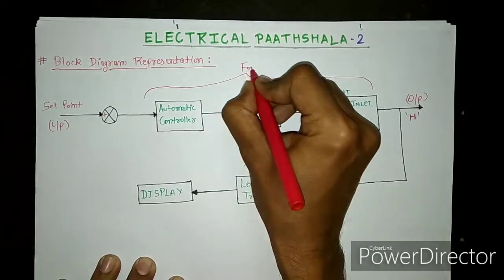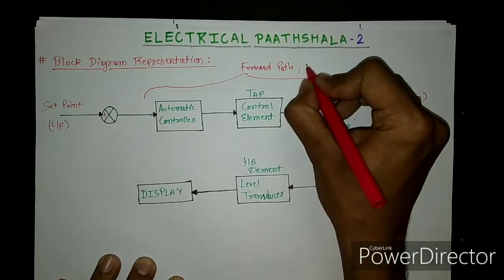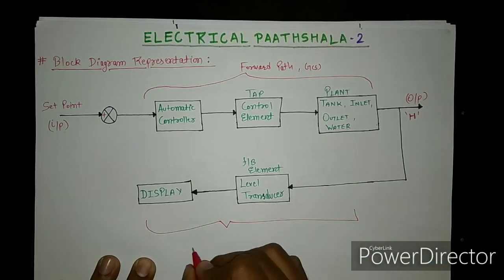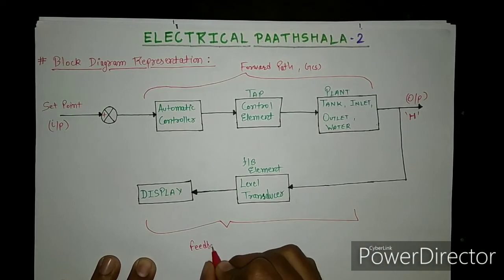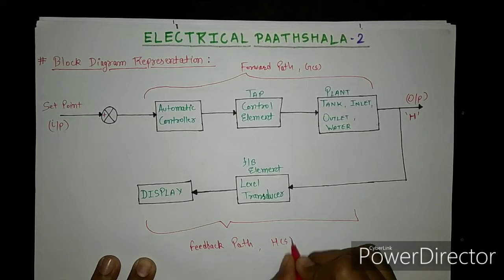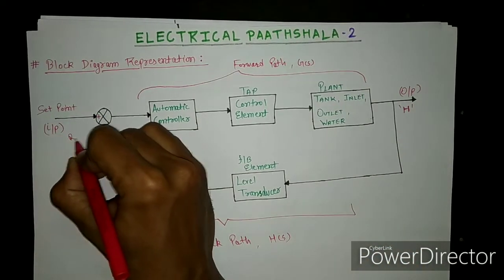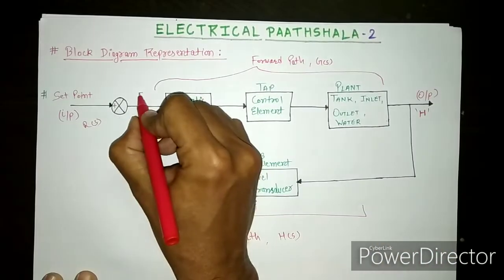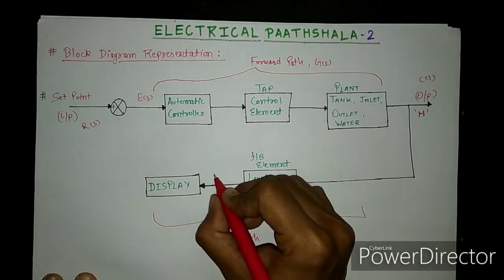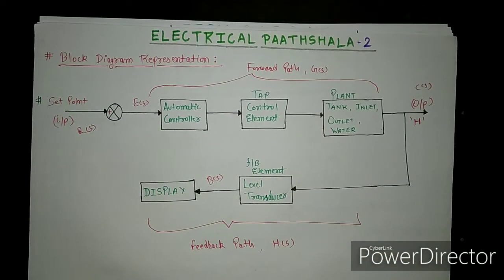So this is your forward path, and gain of the forward path is given by G(s). This is your feedback path, and gain of feedback path is given by H(s). Now you know that we use some general notation for specific terms. R(s) is used for input, E(s) is used for error signal, for output we use C(s), and for feedback signal we use B(s). So this is the block diagram representation of water level control system.